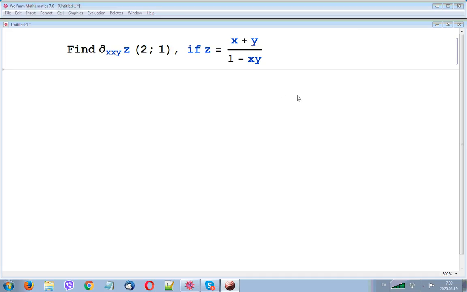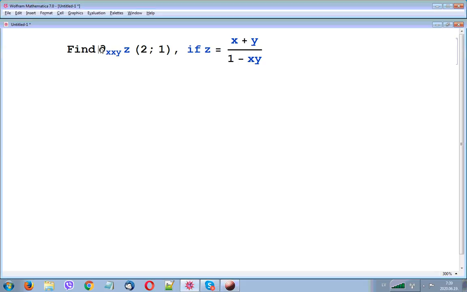So in order to solve this task where you need to find the partial derivative of the function z at the point (2, 1), you need to see what kind of derivative you need to find. You see here it's written partial derivative of x, x, y. So firstly you will derive by x, then by x again, and then you will derive by y the function z. And then you will insert 2 and 1 instead of x and y.